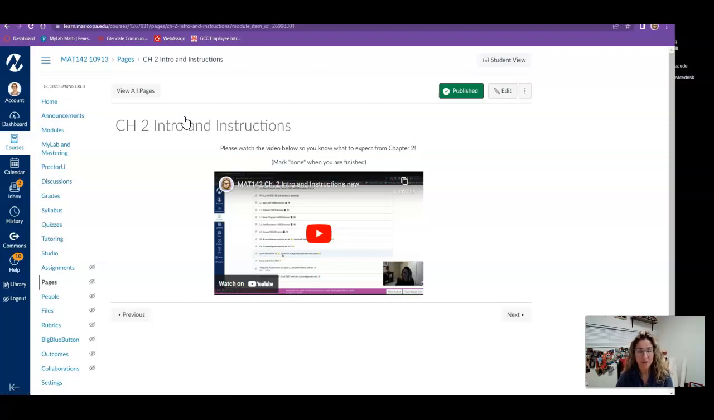That quick video talks about how they're going to work through Canvas in that module. It talks about what we're going to learn in that unit, and it talks about the different expectations for some of the assignments in that unit.